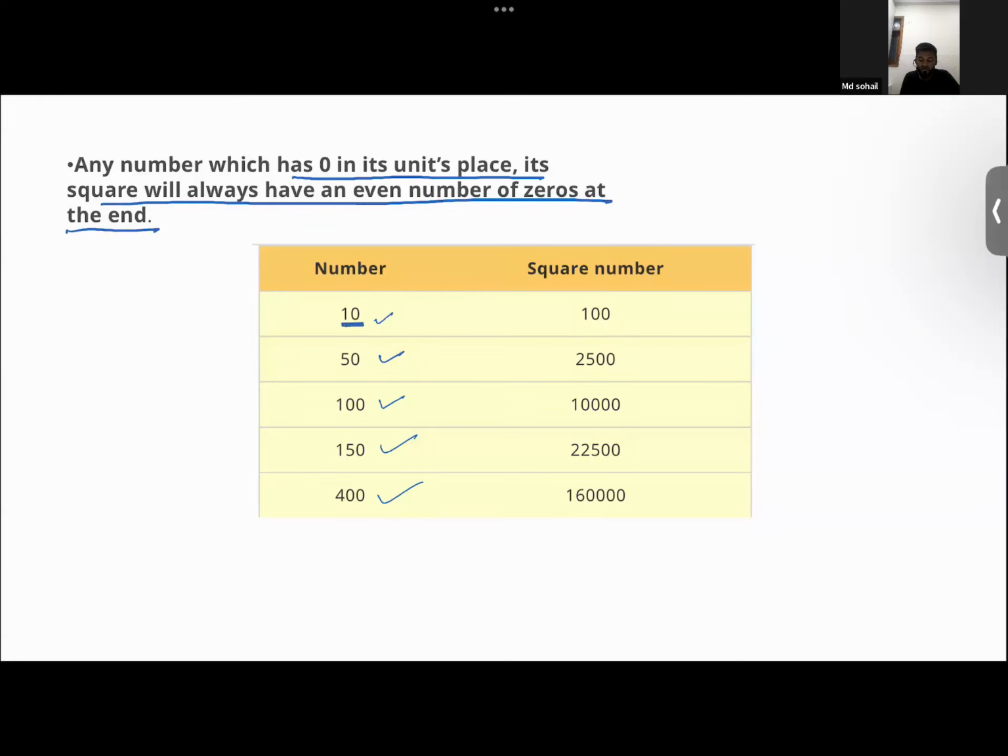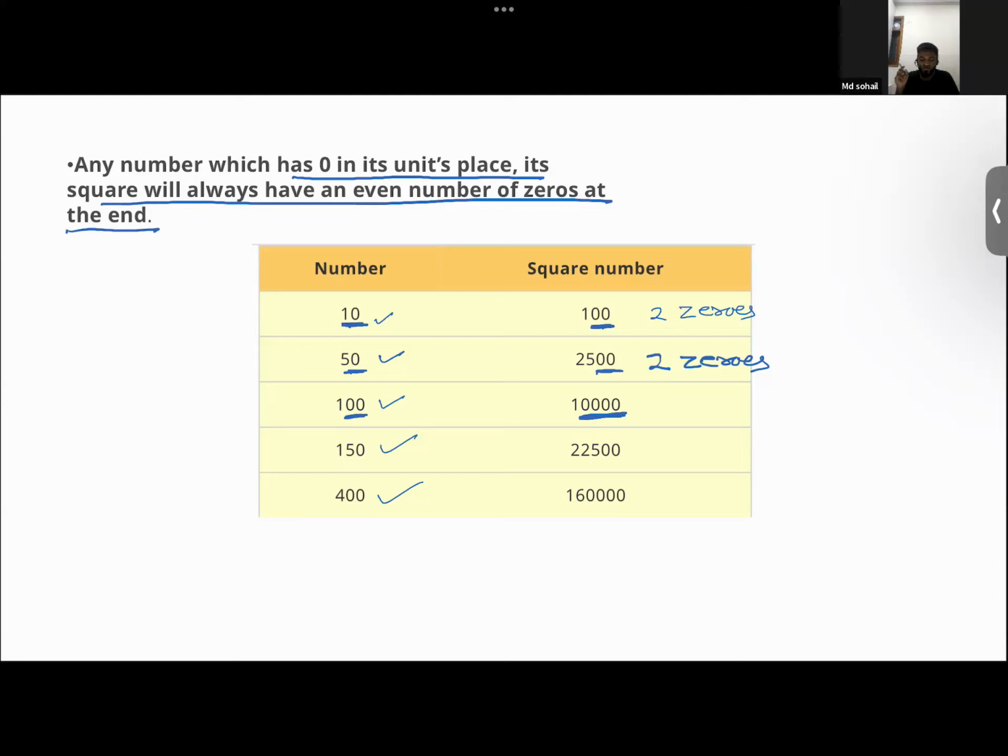So see, for the number 10, what is the number of zeros in its square? Sir, 2. There are 2 zeros. Now for 50, what is the number of zeros? Sir, 2. That is also 2. Now for 100, yes, Ahmed, what are the number of zeros in its square?